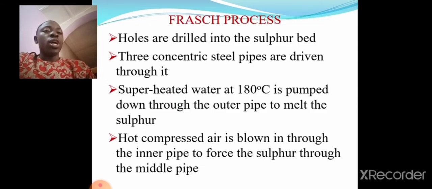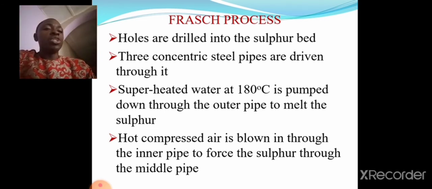So how does the Frasch process work? First, holes are drilled into the sulfur bed, and then a sulfur pump consisting of 3 concentric steel pipes is driven through the hole. Superheated water at 180 degrees Celsius is pumped down through the outer pipe to melt the sulfur. Hot compressed air is blown in through the inner pipe to force the sulfur through the middle pipe.